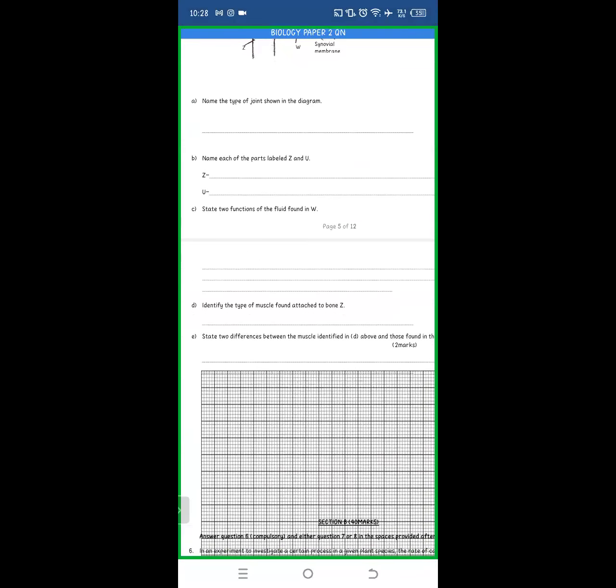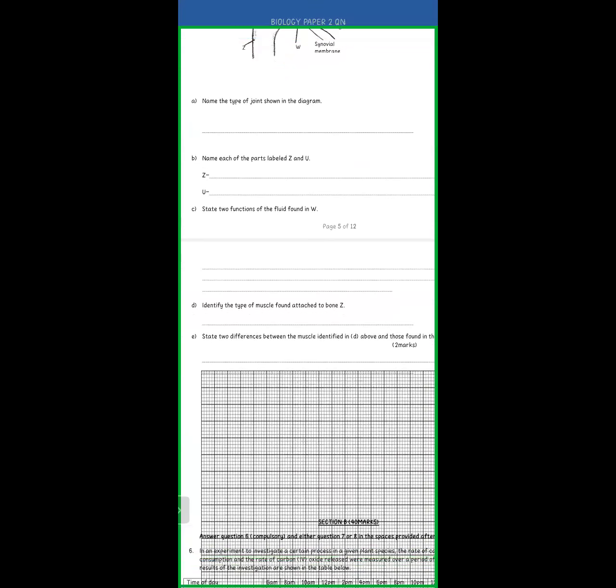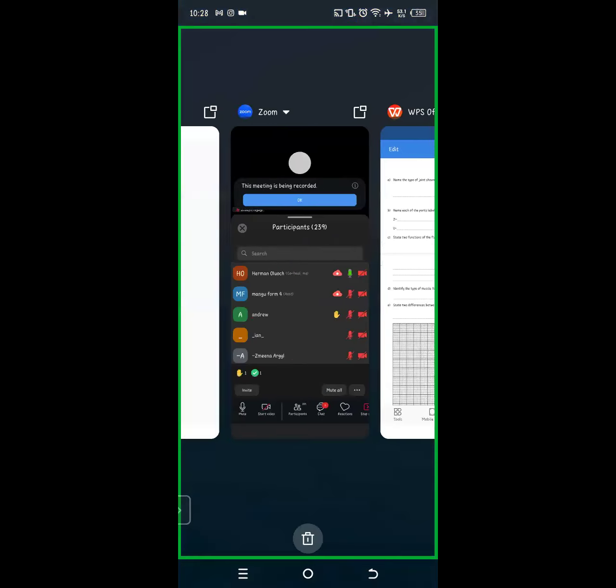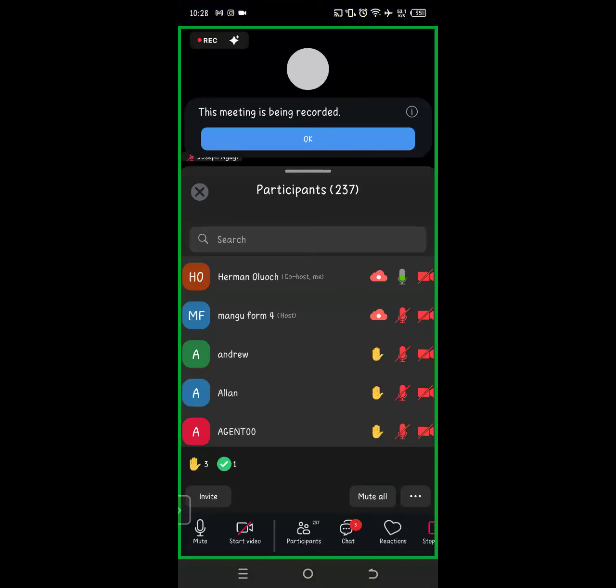We are going to part D. Identify the type of muscle found attached to bone Z. So what type of muscle is that?